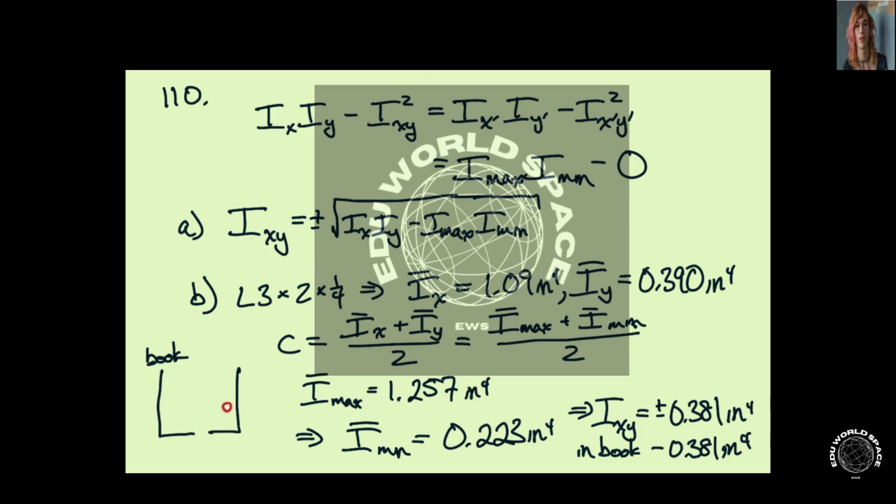Now, in this case, if it were oriented like this with respect to our axes x, y, then it would be the positive value. So I'm going to say it's the negative value because this is how it was put. So for the book, if we were to add to the table in the book an IXY, an area product, we would add this minus 0.381 inches to the fourth.